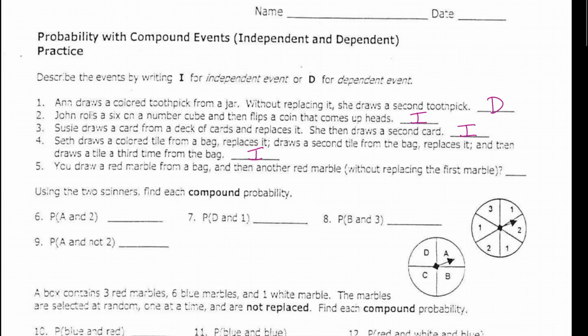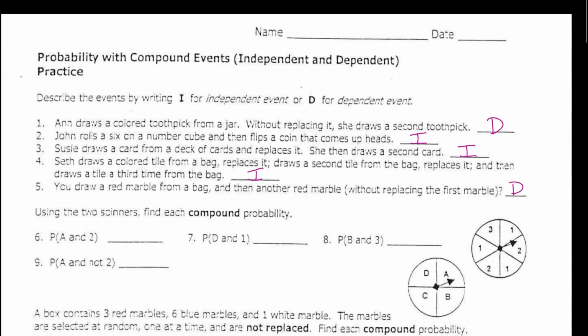You draw a red marble from a bag and then another red marble without replacing the first marble. Dependent. Good. Why dependent? Yeah, you're not replacing it. You're changing the total on the second event. So after doing this 1 through 5, what do you think determines independent? Replacement. That keyword of replacement.